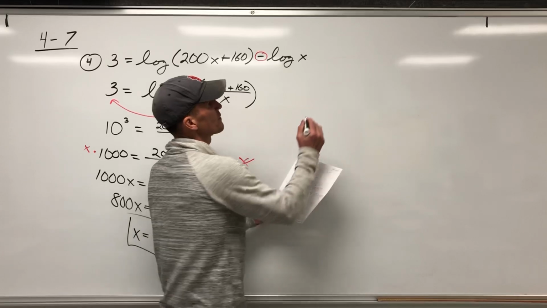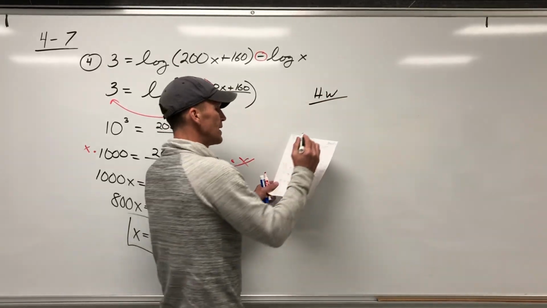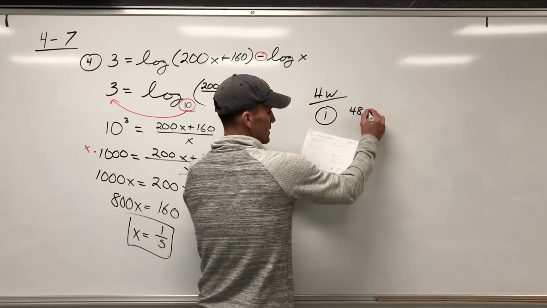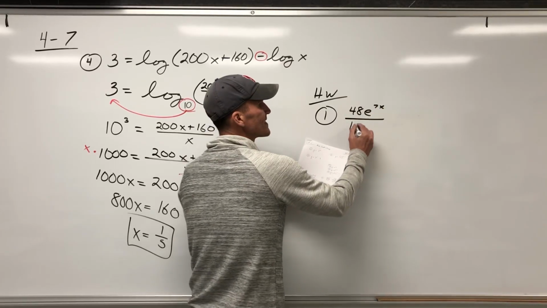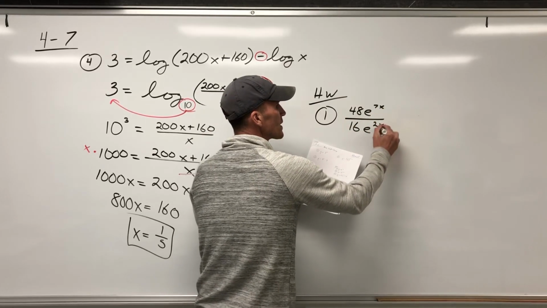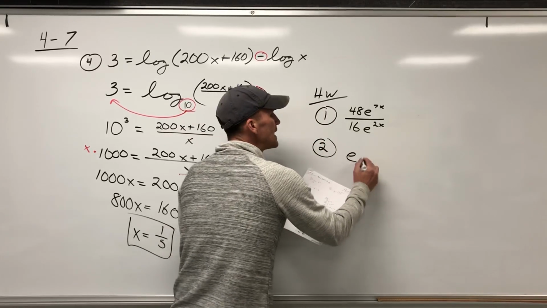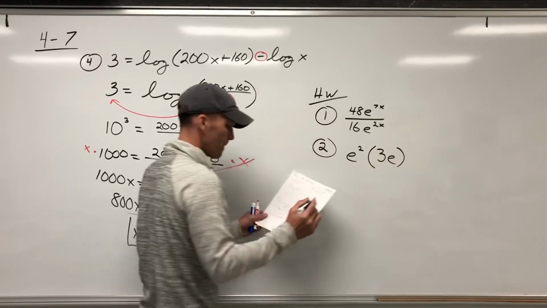Here is your homework for today. Your homework for 4-7 is, number 1, 48 e to the 7x all over 16 e to the 2x. Number 2, we have e squared times 3e.